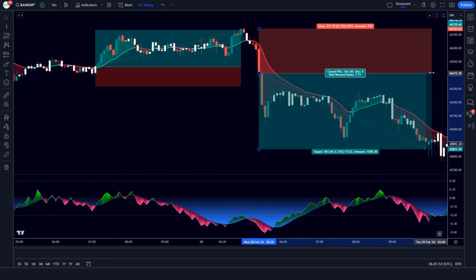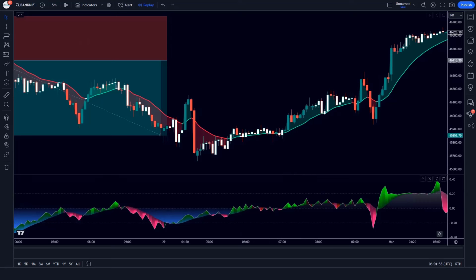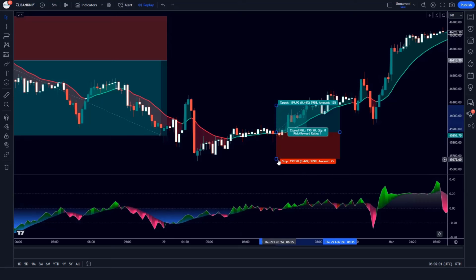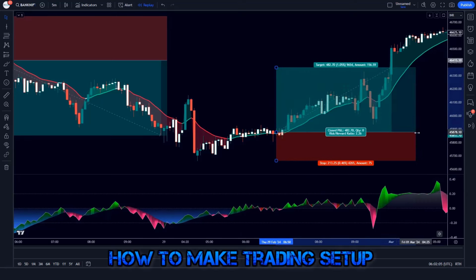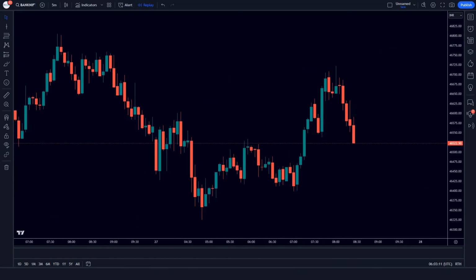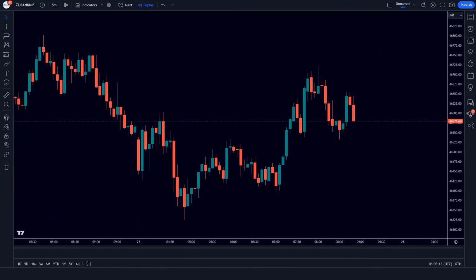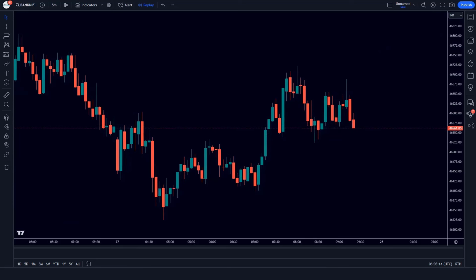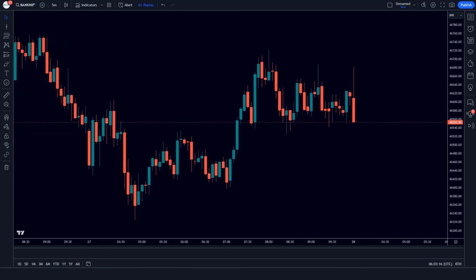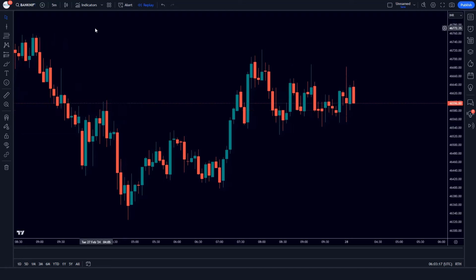This strategy works like a charm for day trading, cryptocurrencies, stocks and forex on any time frame above 5 minutes. How to make trading setup. So first, you want to open a clean chart in Tradingview. You can use this strategy in scalping trading. Let us move towards trading setup.